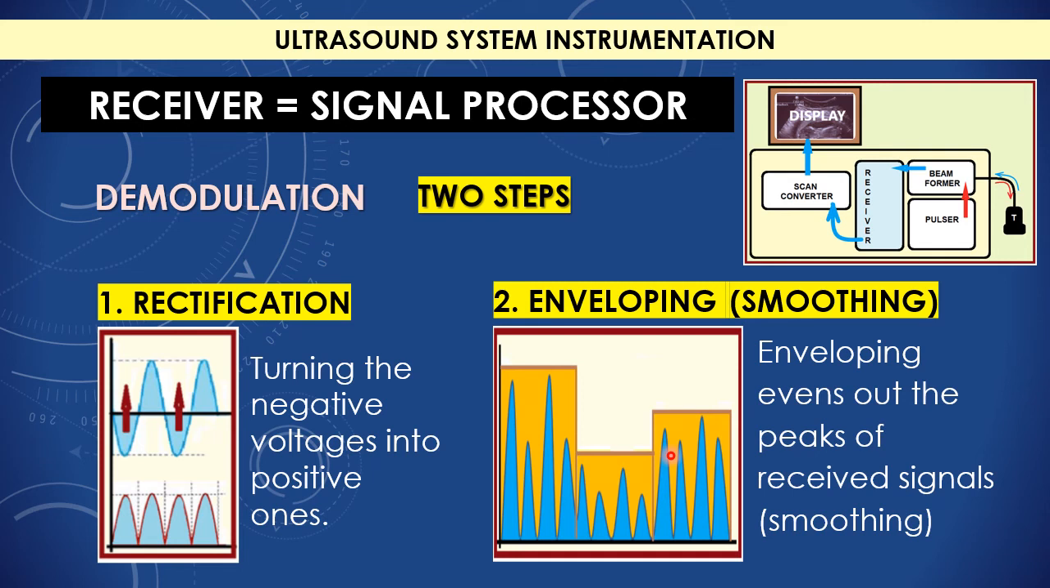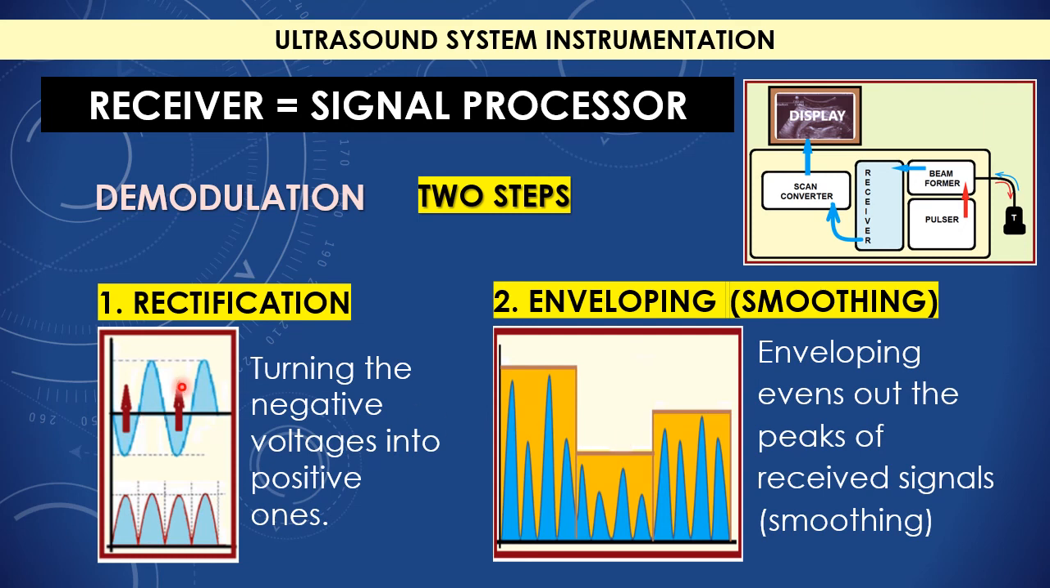And that's why it's sometimes called smoothing. The sharp peaks are now becoming smoothed out. So this is the smoothing or enveloping, the second job of the demodulation. So in demodulation, we have two jobs or two steps: rectification and enveloping.